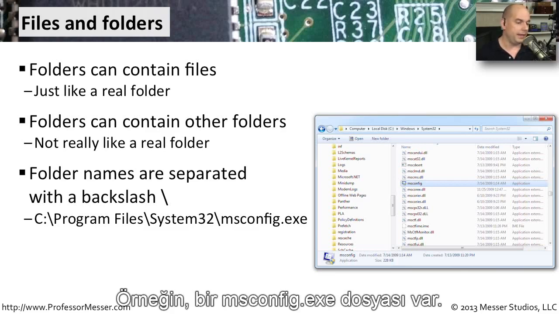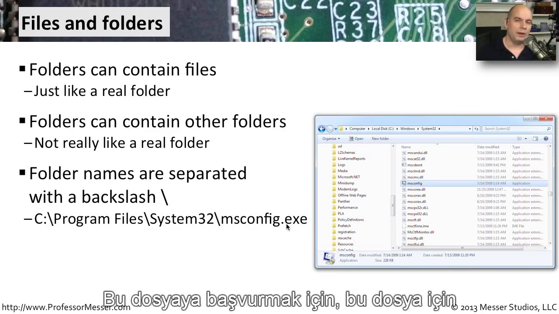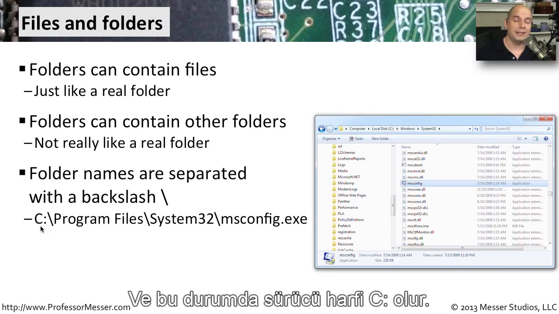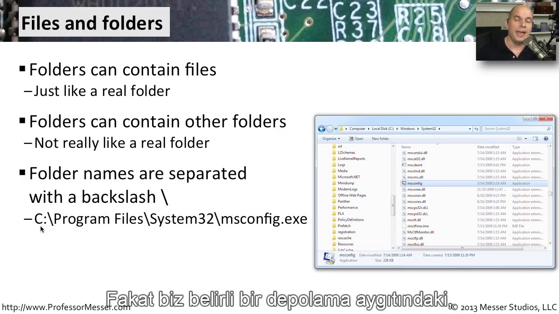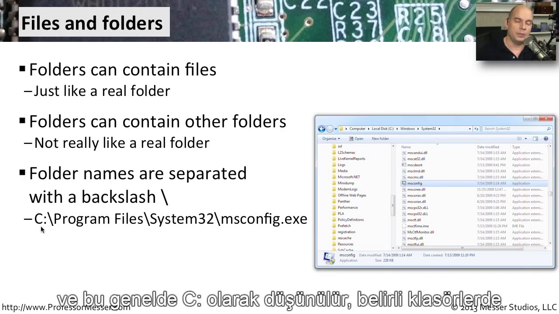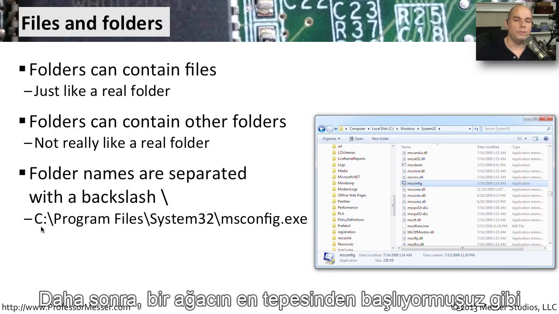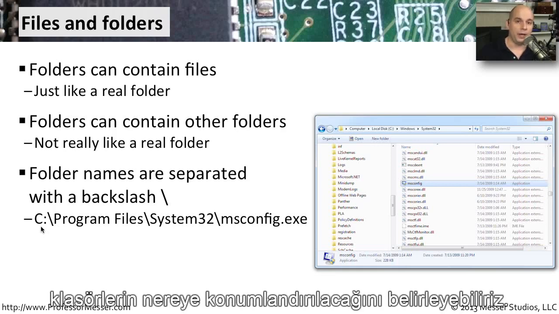For instance, we have an msconfig.exe file. This is the executable that runs the Microsoft configuration program. In order to reference that file, the full and complete path to that file starts with a drive letter. And in this case, the drive letter is C colon. As I mentioned earlier, the drive letter could be anything, but we're specifying a particular file that's located within particular folders on a particular storage device. And this storage device happens to be C colon. We then specify what folders this might be located in, starting at the very top of the tree and working our way down.